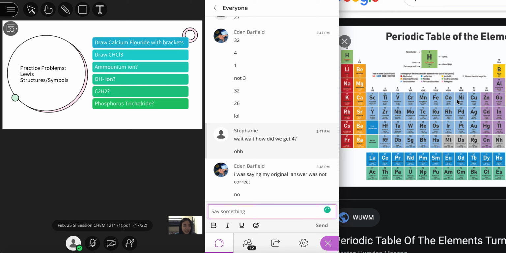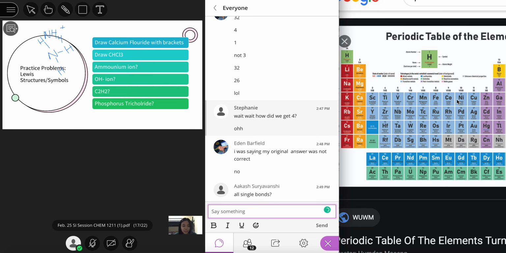So what about an ammonium ion? Because we know it's just NH4, right? But it has a charge on it. So we'd have N. And then what else do we do? All single bonds. Yes, exactly. And then do you put anything on the outside of the brackets? Yes, no?